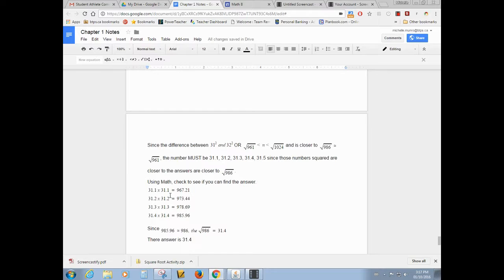So using my math work again, I then calculate what 31.1 squared is, 31.2, 31.3, and 31.4. And I can figure out that 31.4 squared is 985.96. That is closer to 986 than the other numbers are. And I know that if I go to 31.5, it's going to be bigger than what I really wanted. So therefore, I can say that the square root of 986 is approximately equal to 31.4.